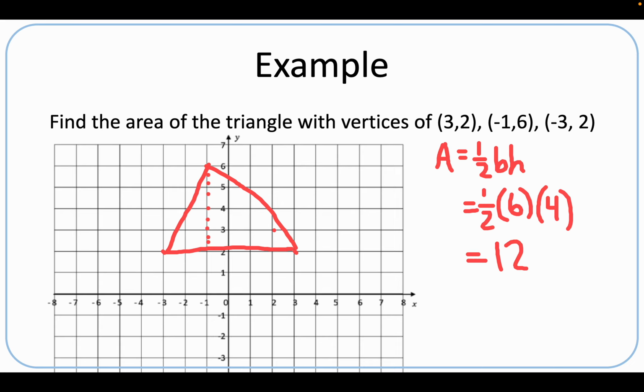And remember, these are square units. We don't know if this is inches or feet or whatever, so we'll just say units squared. And so that would be like if you actually counted how many of these squares there are, if they were nice and neatly divided, you could count these squares up and you would have 12 total squares.